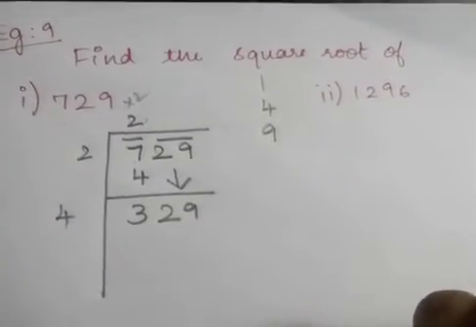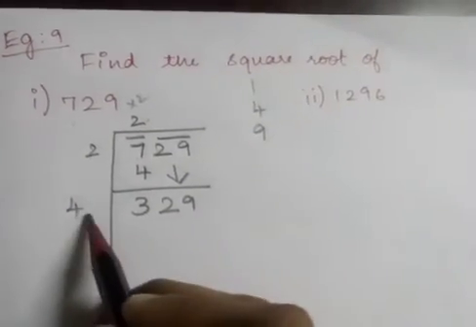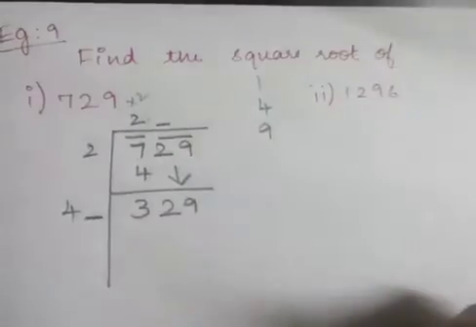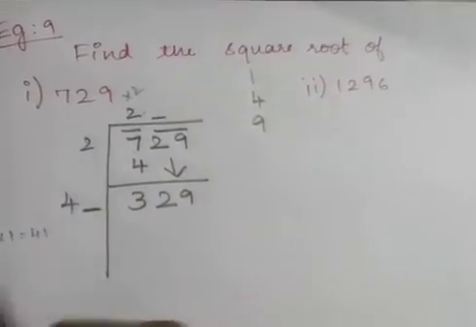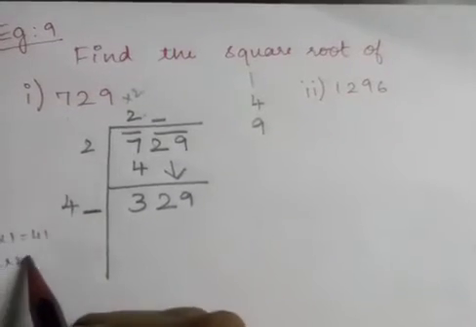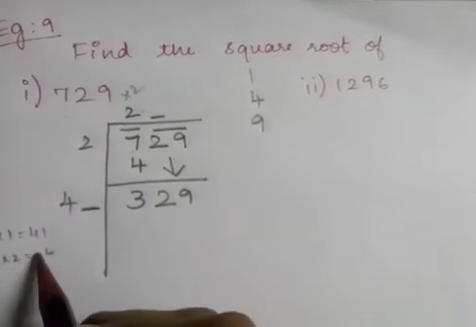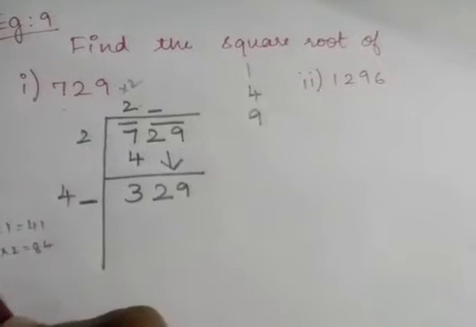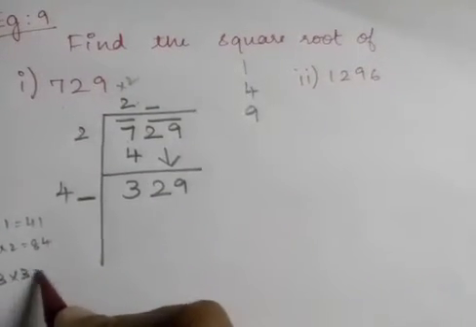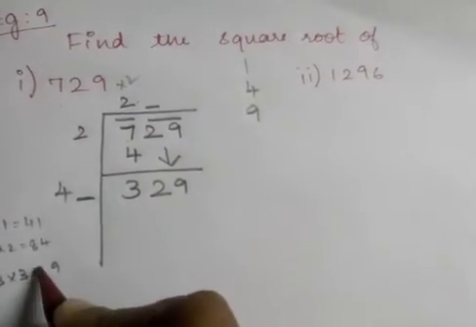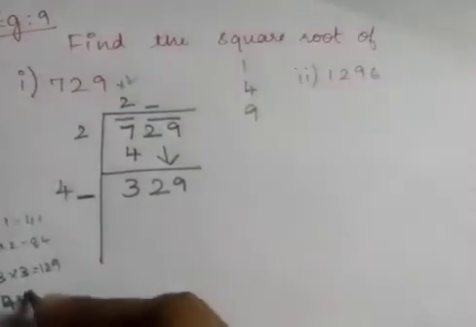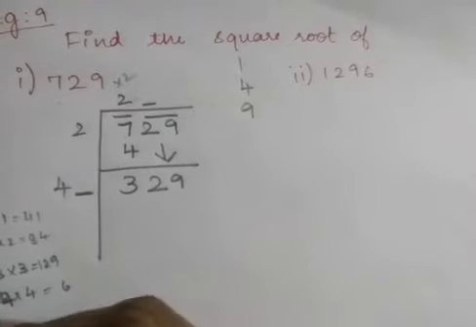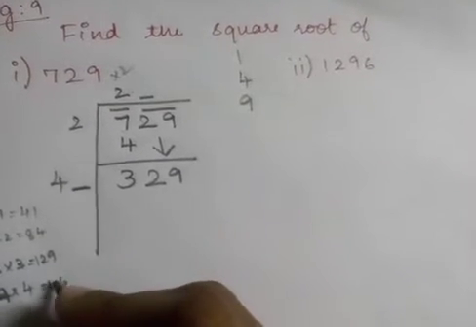Okay. Now in the fourth table, for 4 something should come here. Here also something should come. 41 into 1 is 41. 42 into 2: 2 twos are 4, 4 twos are 8. 43 into 3: 3 threes are 9, 4 threes are 12. 44 into 4: 4 fours are 16, 4 fours are 16, 17.